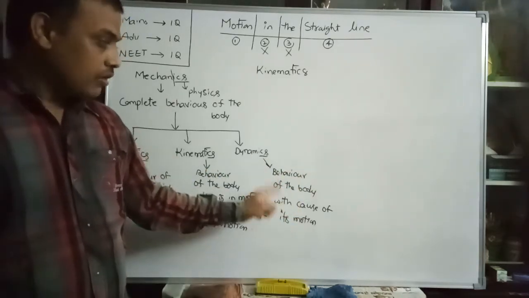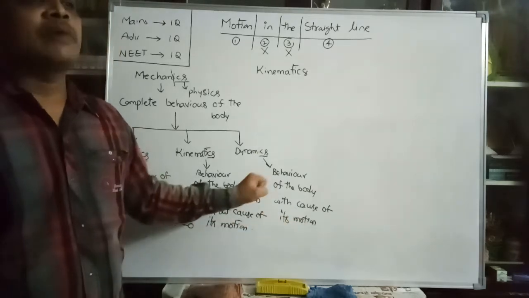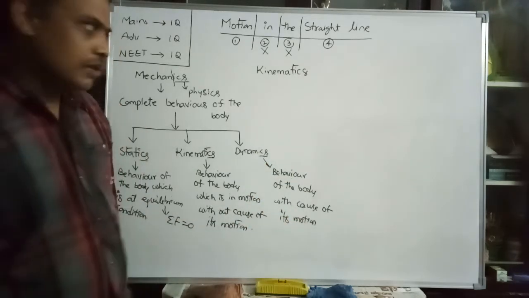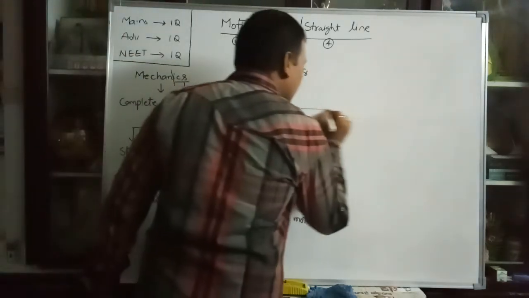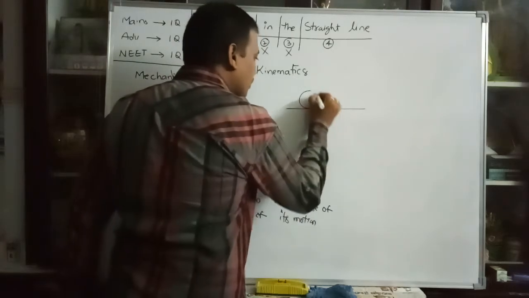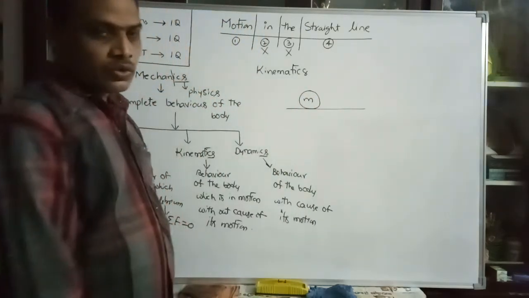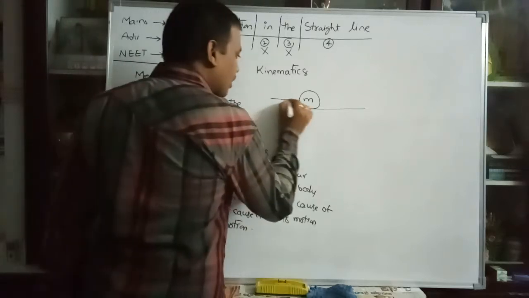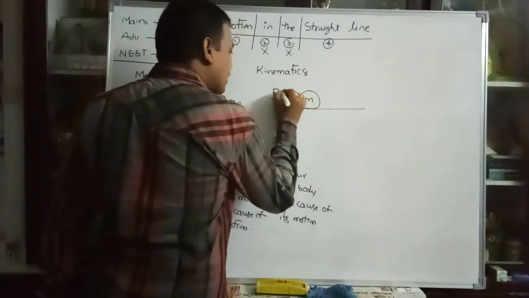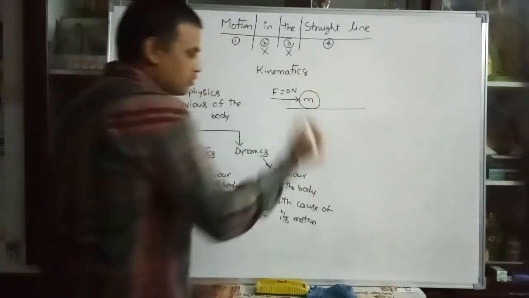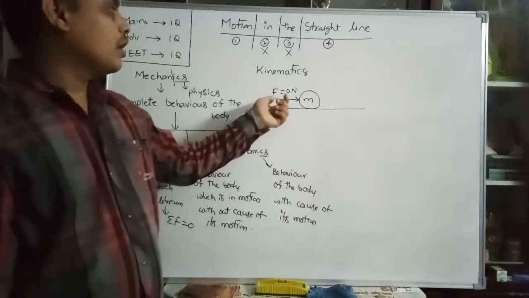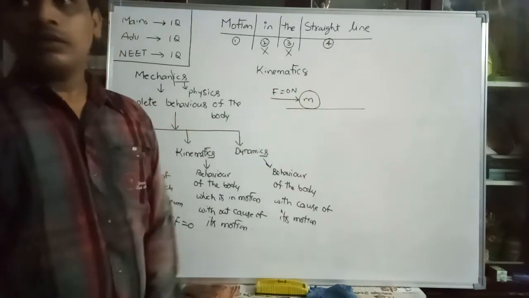But here they require how much amount of force is required to move. Suppose you consider one body like this. This body's mass is m. If there is no external force, nothing but 0 Newton, you do not apply force. The body is said to be at rest.